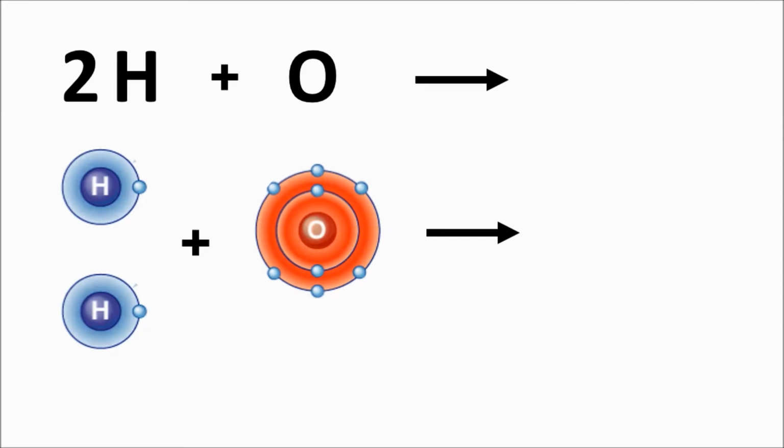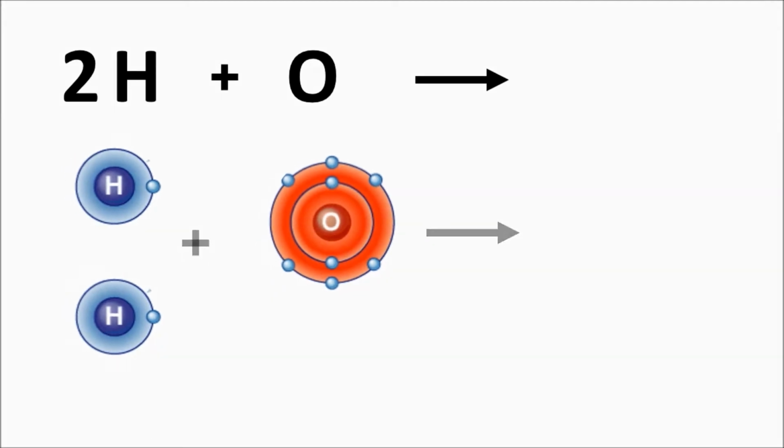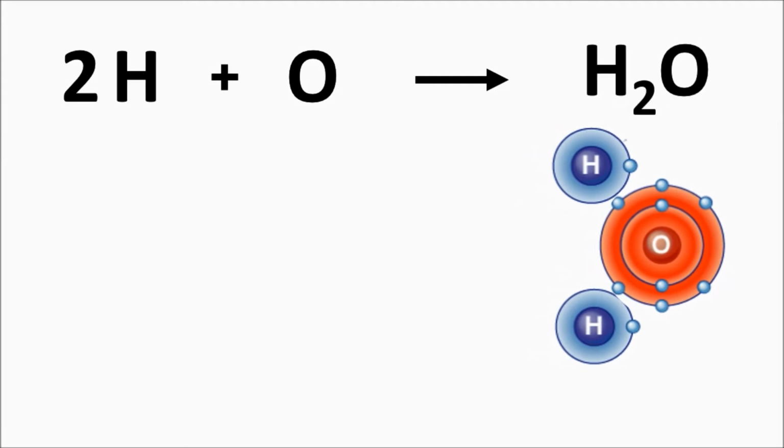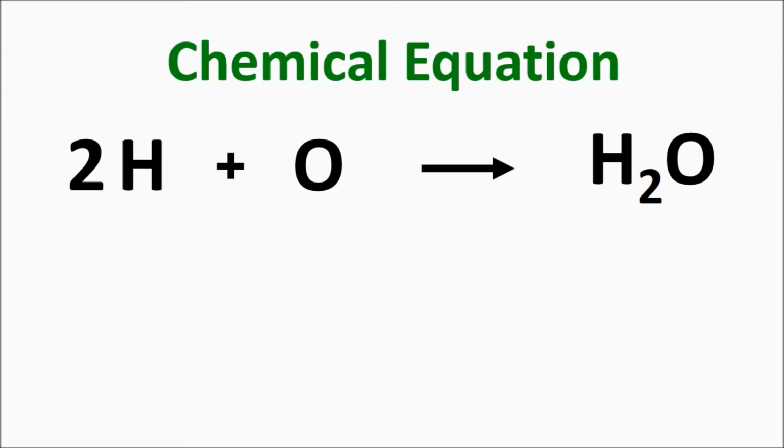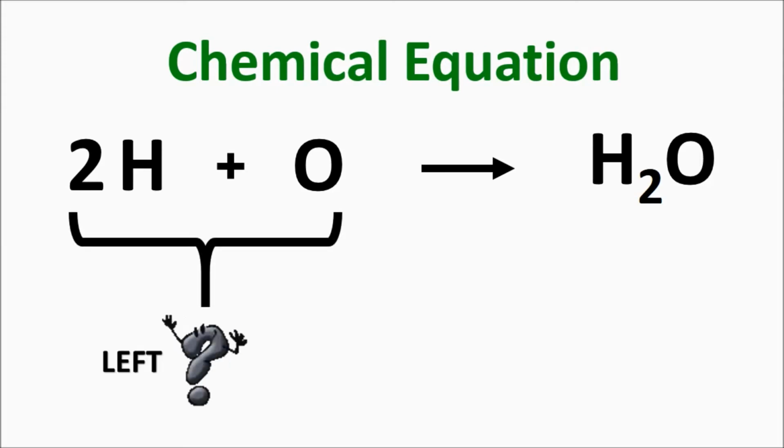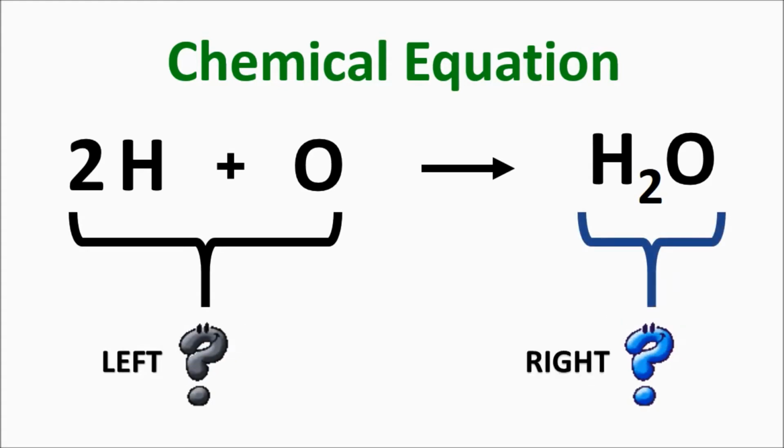When atoms are rearranged in a chemical reaction, they make new substances with different properties. These substances also have different chemical formulas. This is what makes chemical changes chemical. Written in this way, we call it a chemical equation. The formulas of the substances before the reaction are written on the left, and the formulas of the substances present after the reaction are written on the right. What do you think the names for each side of the equation are called?